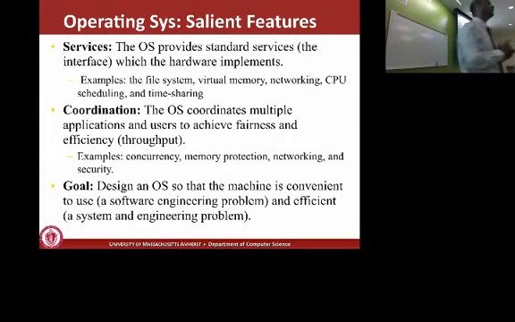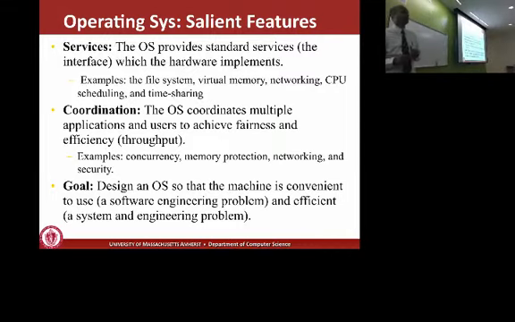So part of it is actually a software engineering problem. Efficiency is a systems and an engineering problem. You want a machine to be fast. You don't want it to be sluggish. So how do you design the OS so that it allows applications to run efficiently? That's another problem we are going to look at as well.